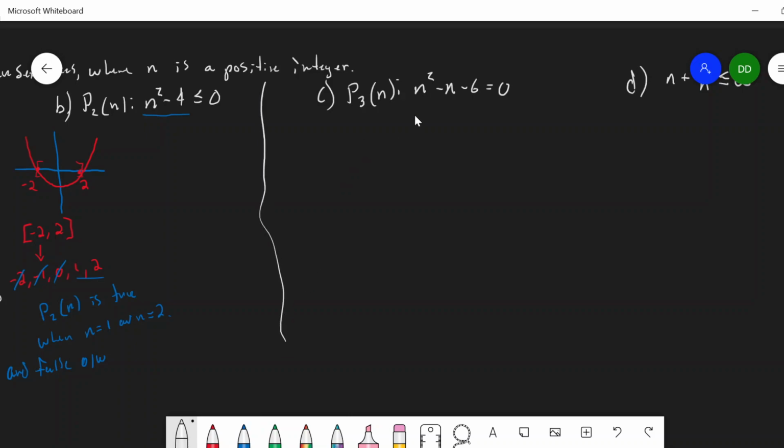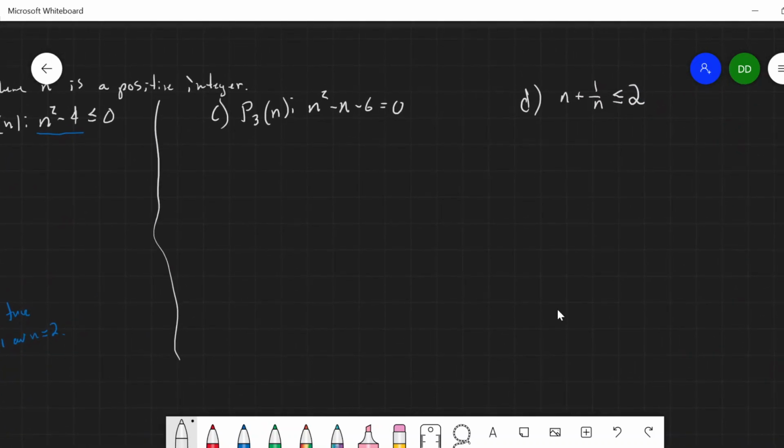All right, moving along, P3 of n: n squared minus n minus 6 is equal to 0. I want to know when this thing is equal to 0. So this is like finding the roots of a polynomial, right? N squared minus n minus 6. I want to know when that's equal to 0. You might remember back to a calculus class, if you've taken this, or a pre-calc, or algebra, where we can factor n squared minus n minus 6.